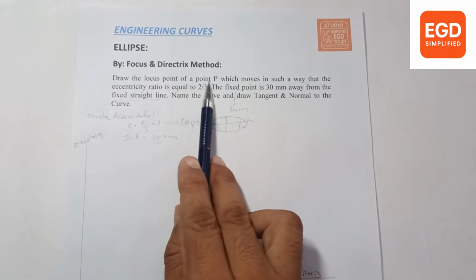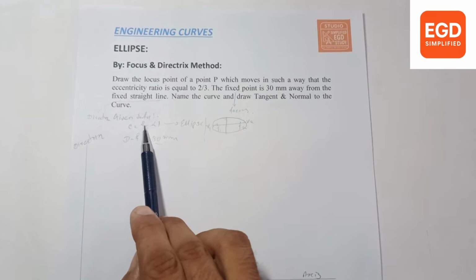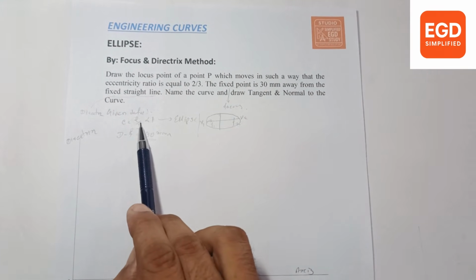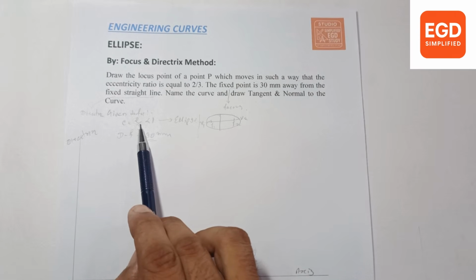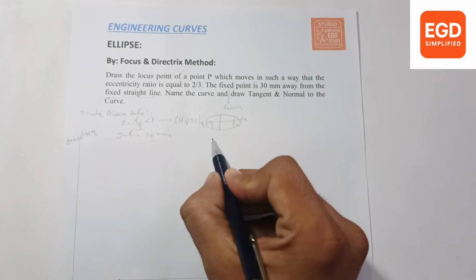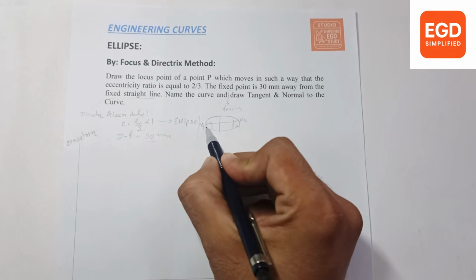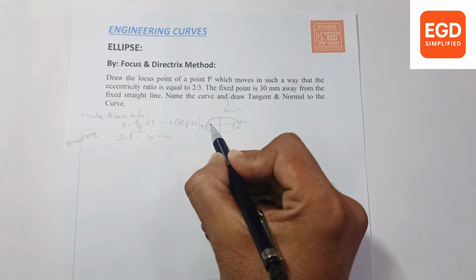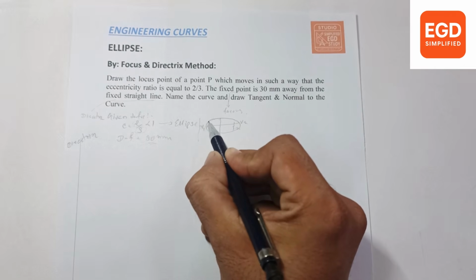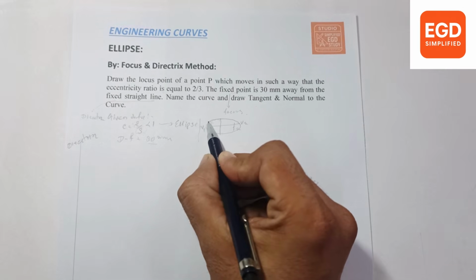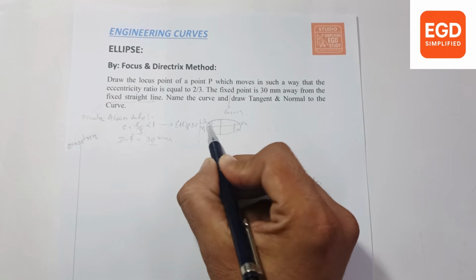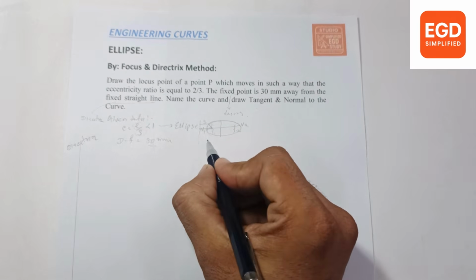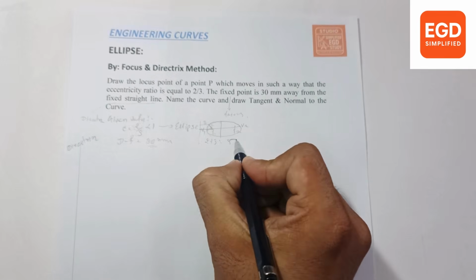Okay, this means point P is traveling in such a way that it is 2 units from the focus side and 3 units from the directrix side. So this is point P, the travel path, the focus, and the fixed line. This measurement is 2 units and this measurement is 3 units. Here also 2 units, 3 units, so in total it is 5 units.